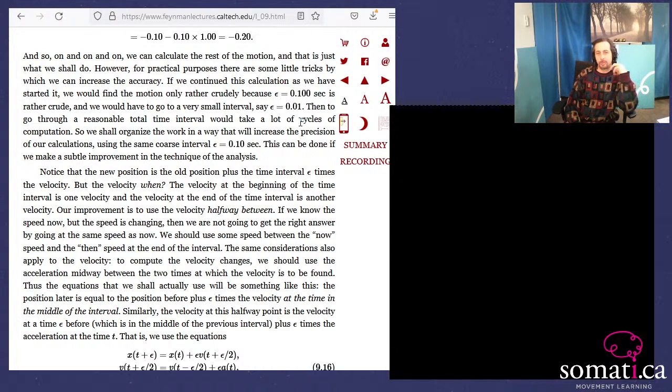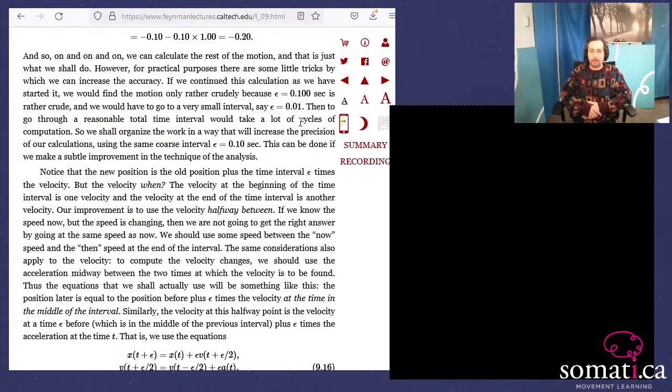So the easy way to make this precise is to make epsilon very small, but then it takes many more computations to calculate the same thing, or calculate the apparent movement over the same time. So we're going to make a subtle improvement in the technique of the analysis. The new position is the old position plus the time interval epsilon times the velocity.